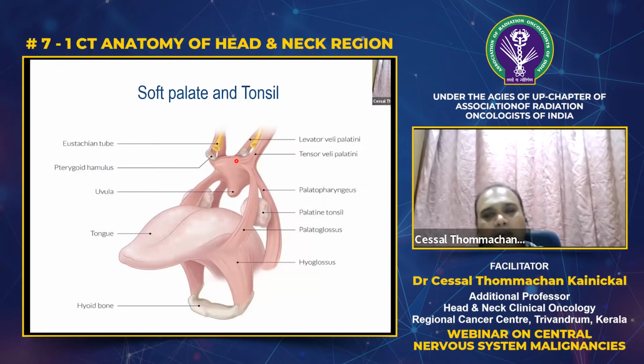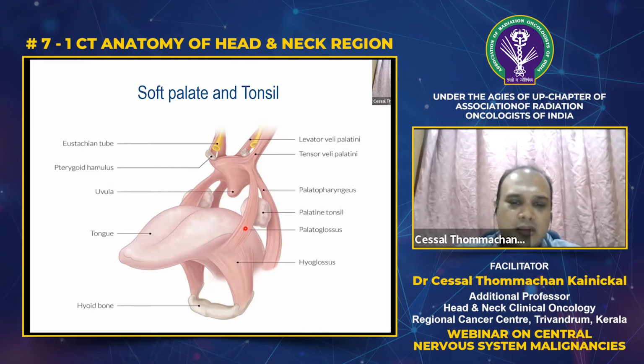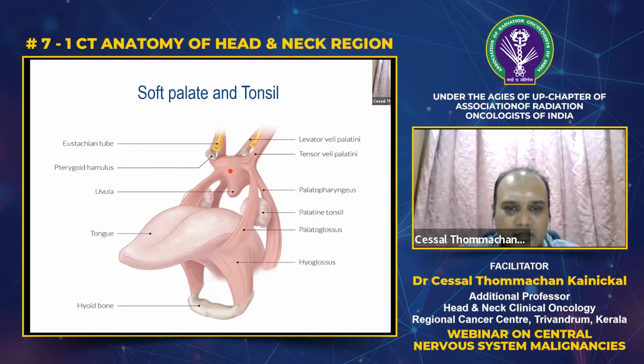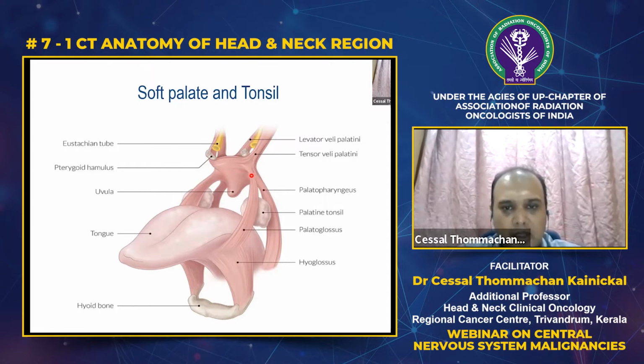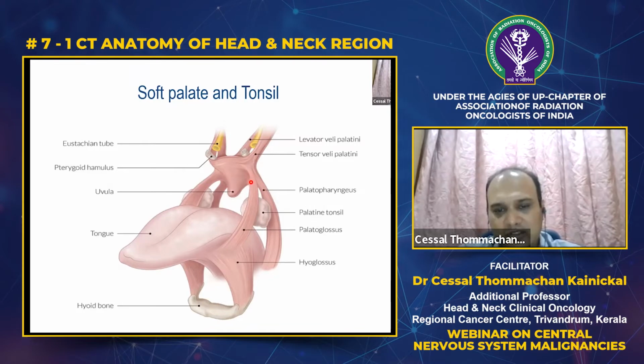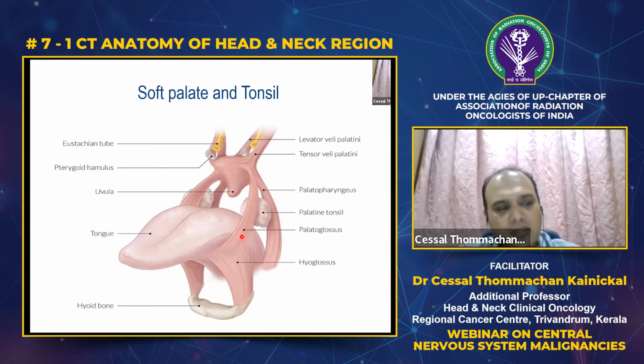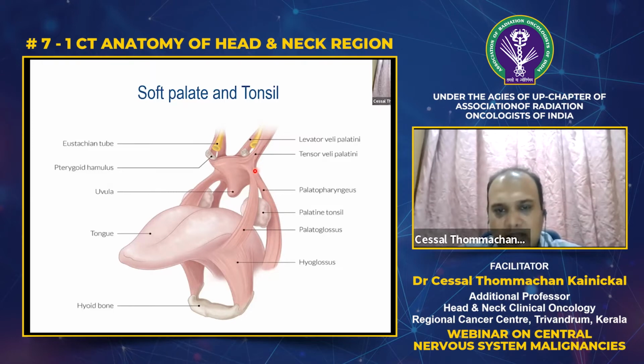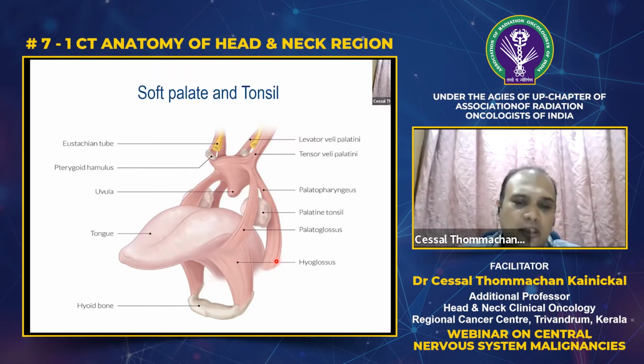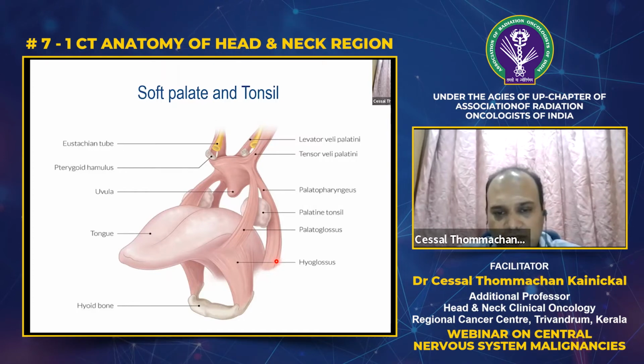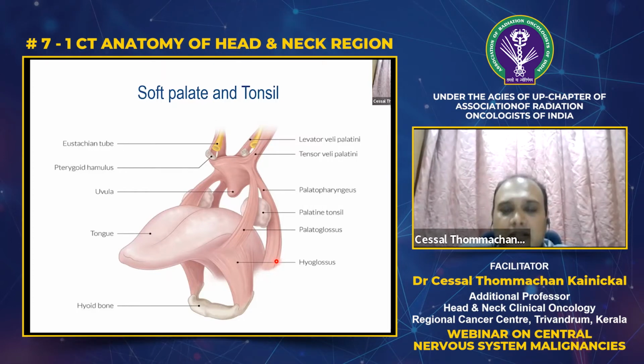And how the soft palate and tonsil are connected: if you know this diagram properly, then you can understand how the tumor spreads in the soft palate and tonsil. Okay, this is the palatal aponeurosis. The muscle arising from the palatal aponeurosis is the palatoglossus, which is an extrinsic muscle of the tongue, so it is supplied by the hypoglossal nerve. The palatopharyngeus muscle also arises from the palatal aponeurosis. It goes down all the way to the pharynx at the level of the thyroid cartilage.